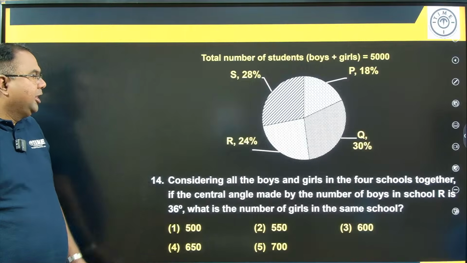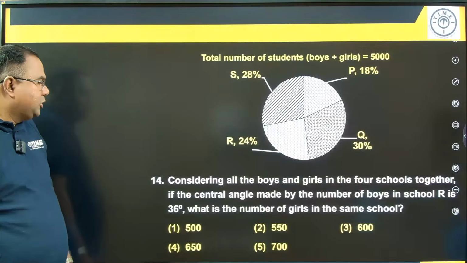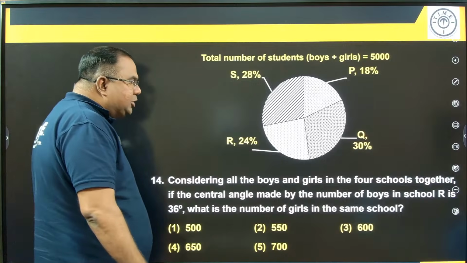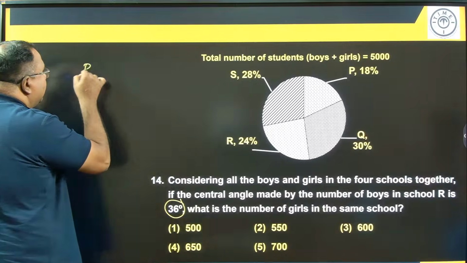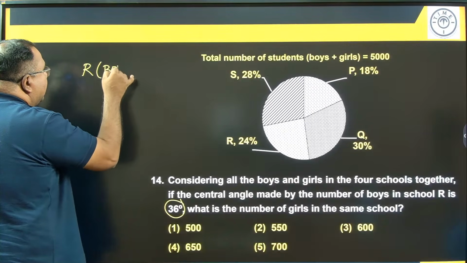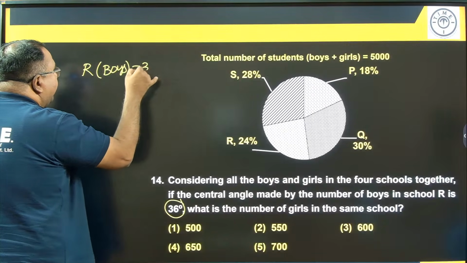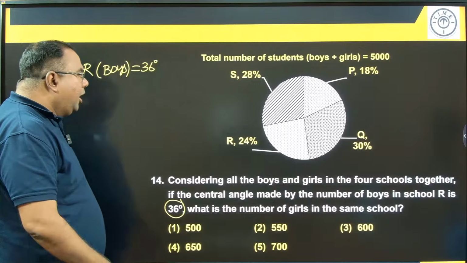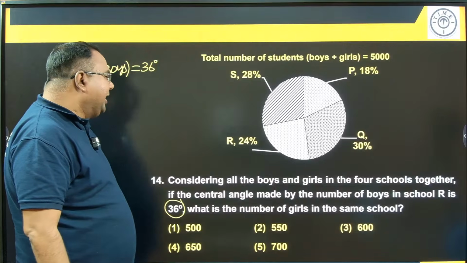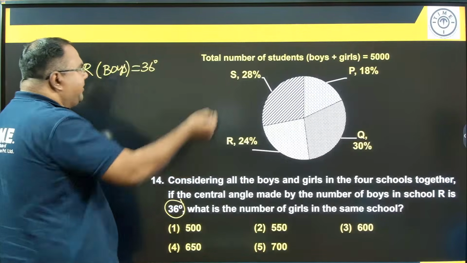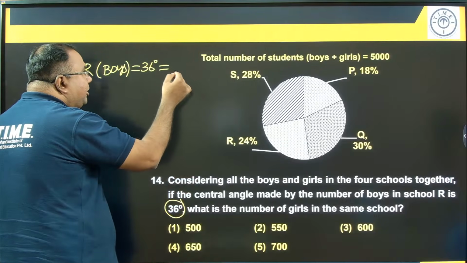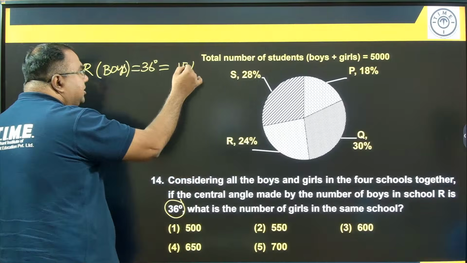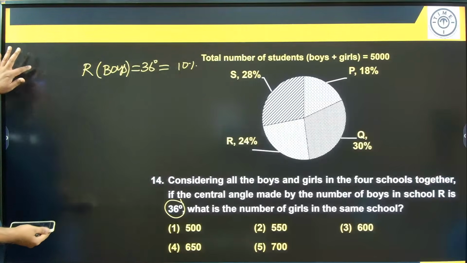Right, considering all the boys and girls in the 4 schools together, if the central angle made by the number of boys in school R is 36 degrees. All the boys and girls in the school, central angle made by the boys in R is 36. That means in the entire thing, if I represent R boys, 36 degrees. 36 degrees is how much percentage? 10%. That's what we have discussed earlier, sometime back.